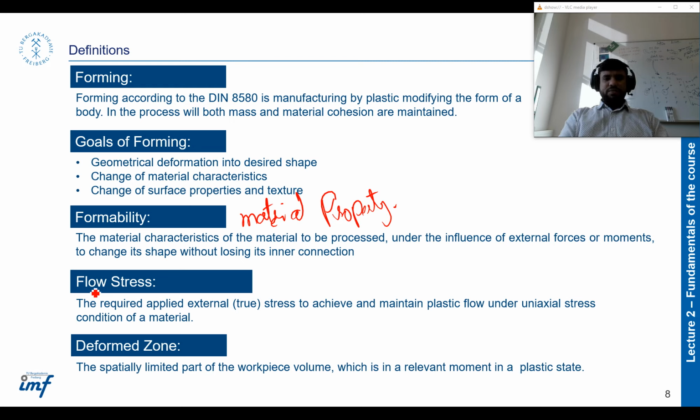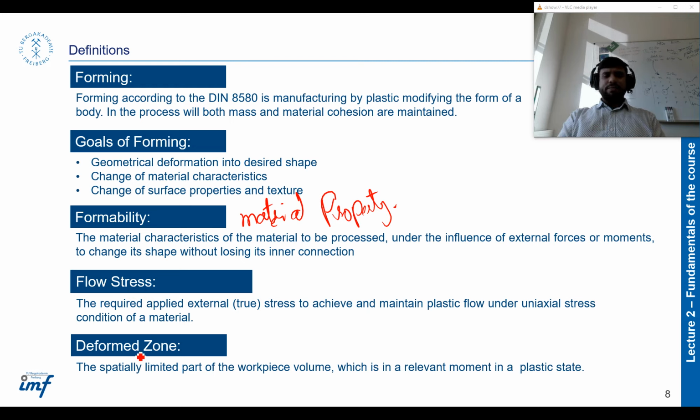And then we talk about flow stress, which is basically the required external stress, here it is written in brackets true, to achieve and maintain plastic flow under uniaxial stress conditions of the material. This is something which we will look into in more detail, but just remember that material deforms plastically when we apply flow stress. So the condition of flow stress has to be fulfilled for the material to undergo plastic deformation, and that is something which we will cover in the next slides.